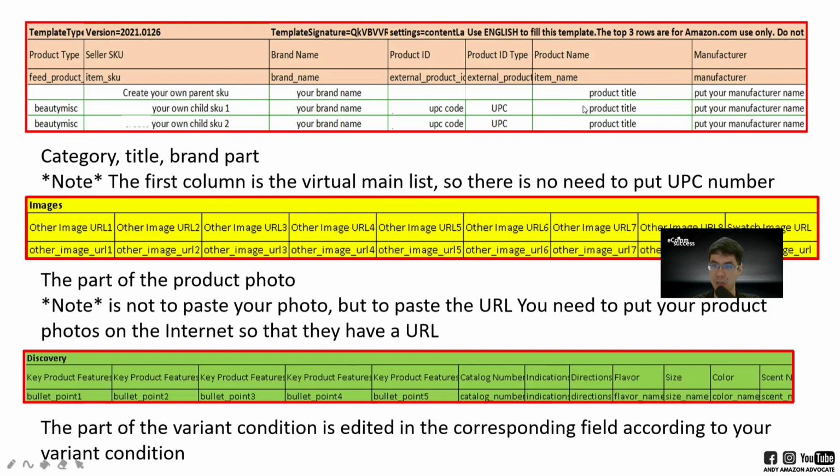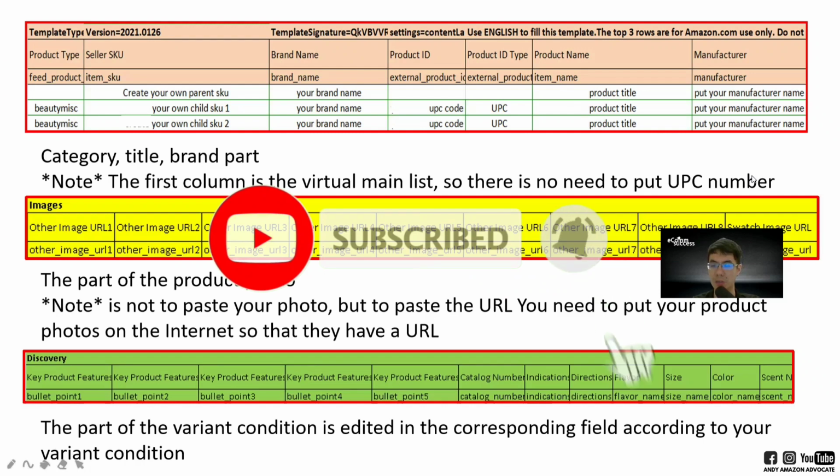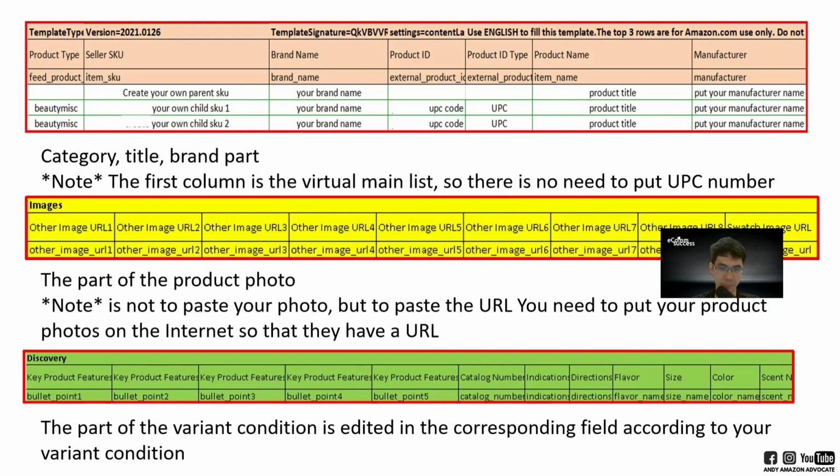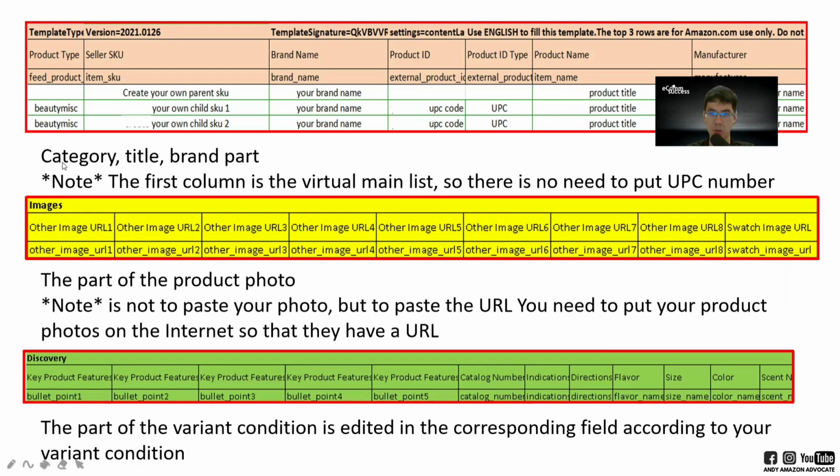And this item name, you put your product title. And over the manufacturer, you just put your manufacturer name. And if let's say you are a private label, you can also put your brand name. So over here I've covered. After that, you just scroll right.